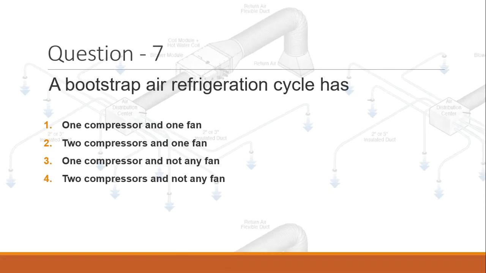Question 7. A bootstrap air refrigeration cycle has 1 compressor and 1 fan, 2 compressors and 1 fan, 1 compressor and not any fan, 2 compressors and not any fan.